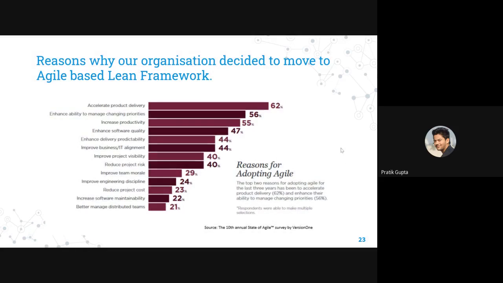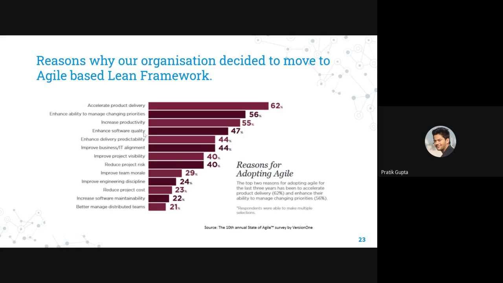So how did we get to know about agile? We see that in the industry, people are moving to agile-based lean frameworks. So we just saw the report survey. We see how these problems are getting resolved. So there are many reasons. We are accelerating product delivery by providing the product in short iterations. We are enhancing the ability to manage changing priorities. We are obviously increasing productivity.